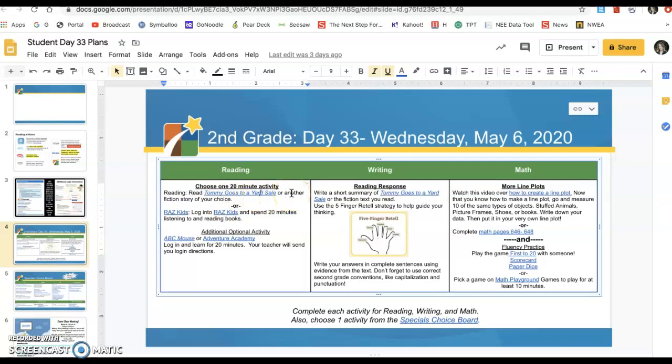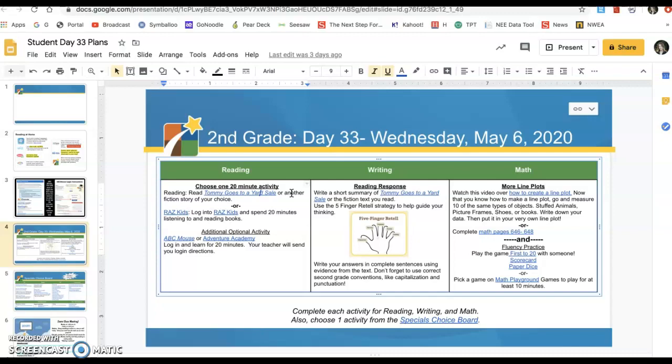Make sure you're paying attention while you're reading to the characters, the setting, some big events, the problem, and the solution. So go ahead and get started on reading that fiction book, and as soon as you're done, come on back and meet me for writing.